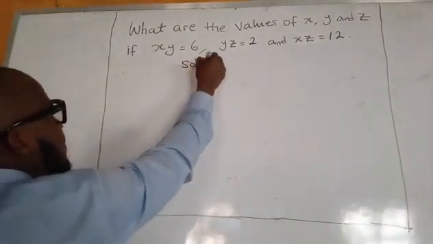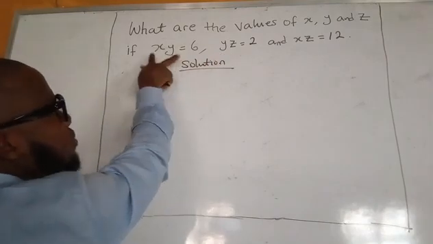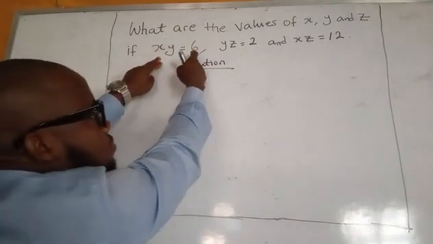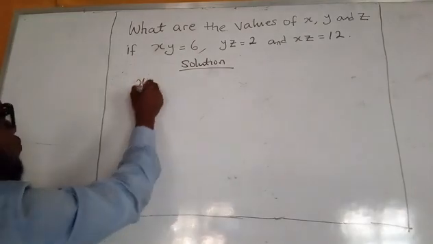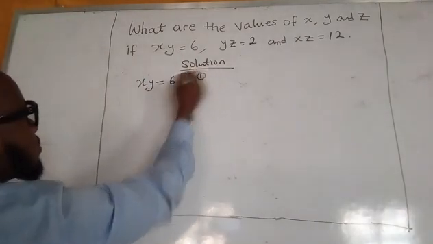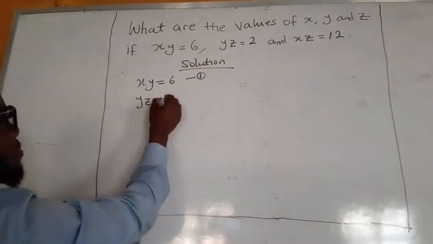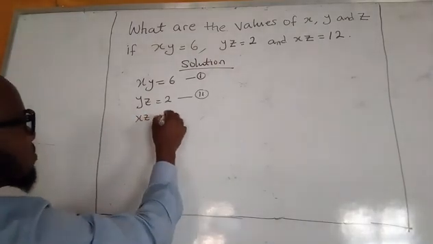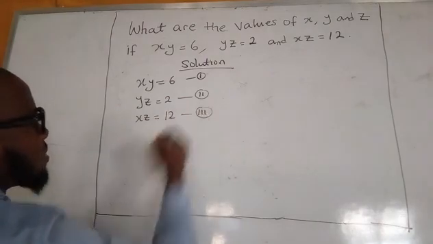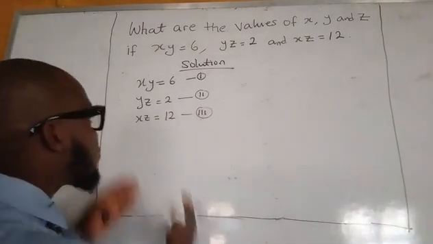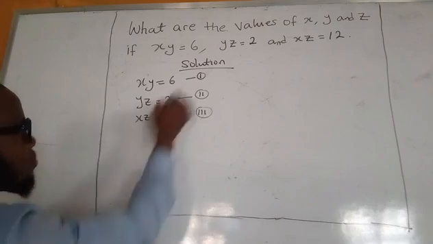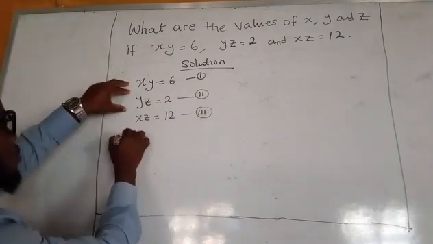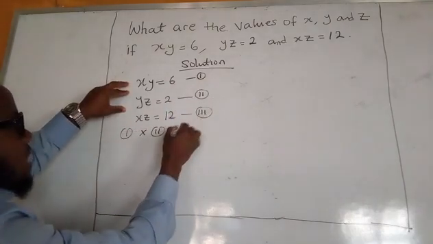So in this, the first thing is that I'll call xy equals 6 my equation 1. Yz equals 2, I'll call it equation 2. And xz equals 12, I'll call it my equation 3. So what I'll do first is multiply the 3 equations together: 1 times 2 times 3.